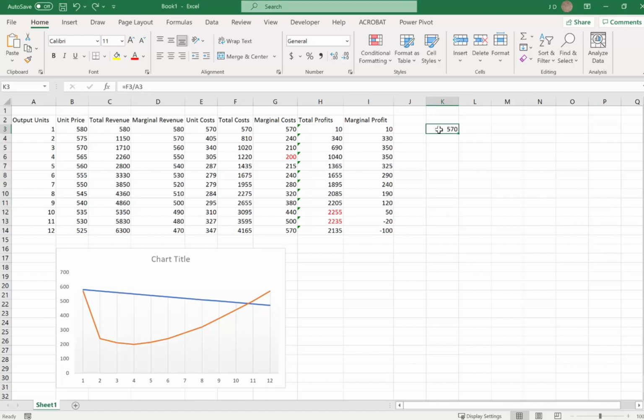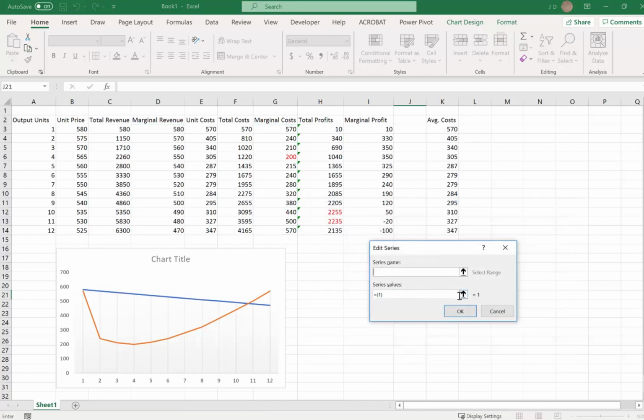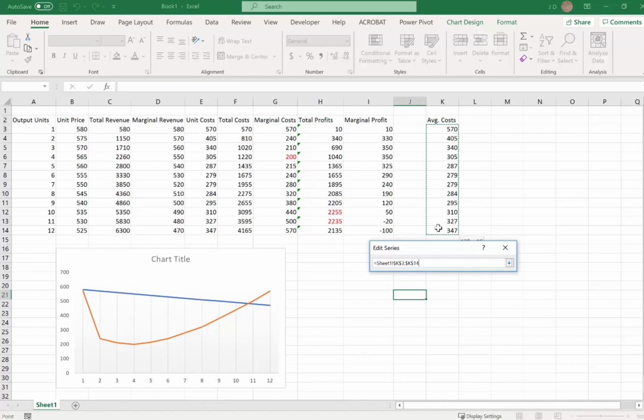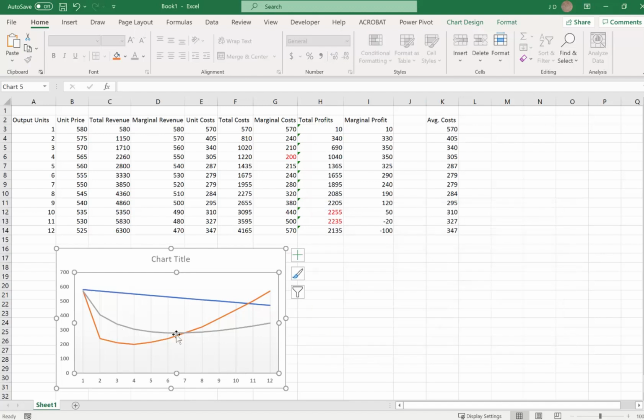So let's talk about cost now. Most of the time we use average cost, a lot of people who are not economists. Let me show you what average cost is. Average cost is the total cost divided by the number of units you produce. So let's graph this average cost on the same chart and see how it looks. I'm going to add one series, and that's going to be my average cost column right here. You can see the average cost is this gray line.